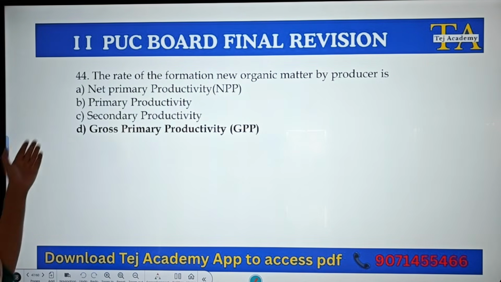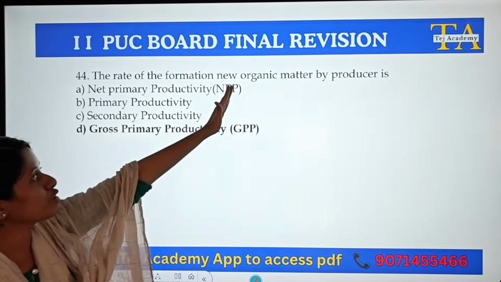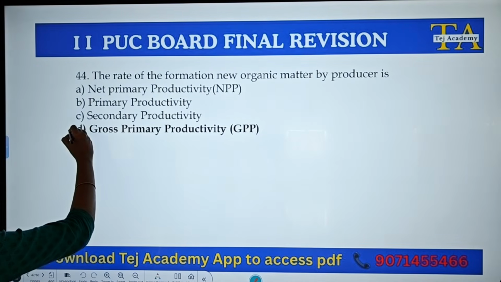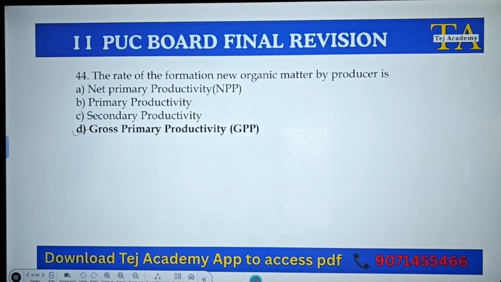The next question is, the rate of the formation of new organic matter by producer is known as gross primary productivity, and this is represented as GPP.